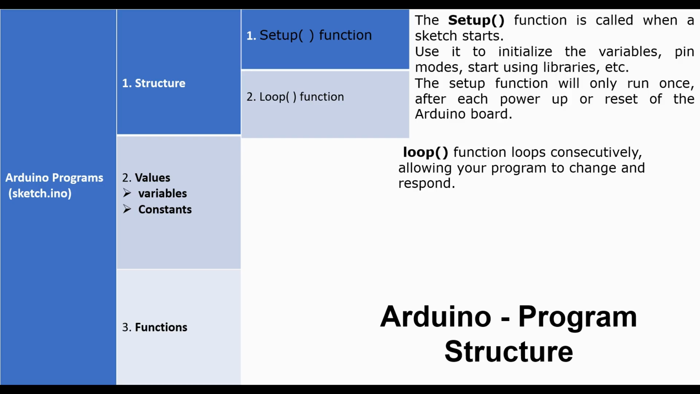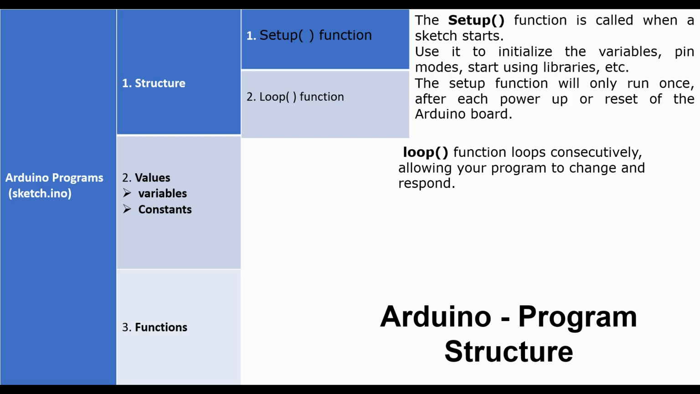The loop function loops consecutively, allowing your program to change and respond. Whatever is written in the loop function, that line of code will be run again and again. So each time the loop executes, it will take the different states of the pins and respond accordingly.